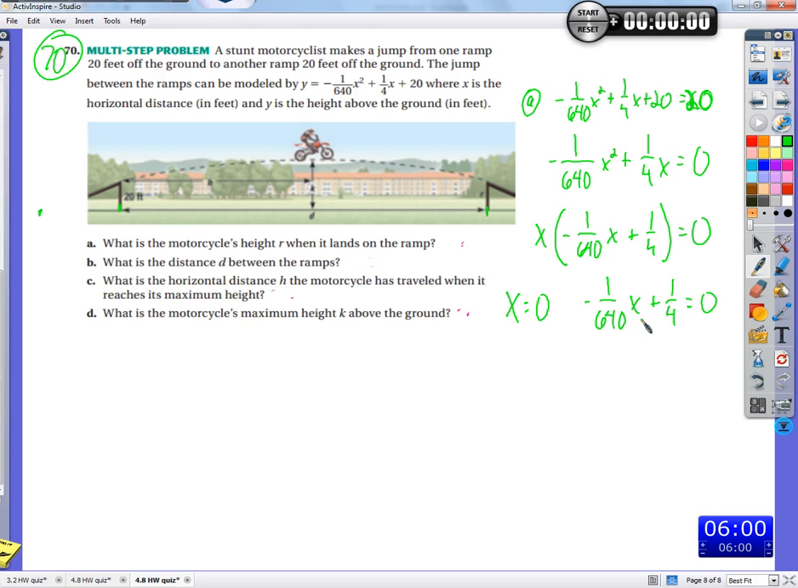Now we're going to solve this one for x. Just subtracting 4 through both sides. What next to get x by itself? Take the reciprocal of negative 1 over 640 and multiply by it on both sides. What's that going to do? It'll give you one here, but over here will it leave x by itself? Yes.